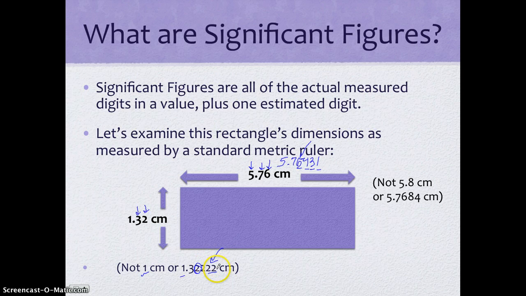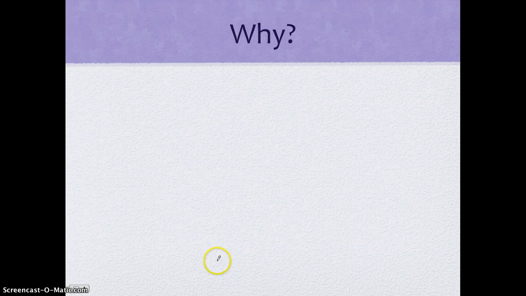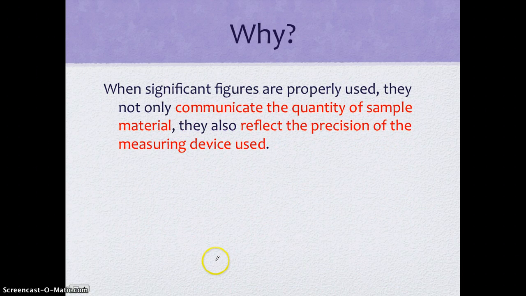And that's just not going to happen with a regular standard metric ruler. So maybe you have the idea of what we're doing here. So why do we use these? Well, when significant figures are used properly, they not only communicate the quantity of a sample of material, but they also reflect the precision of the measuring device used.